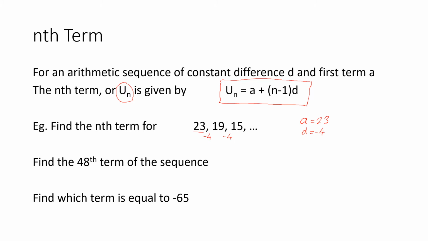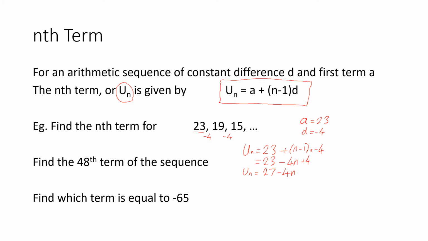So if you want to find the nth term here, we would say that U_n is equal to A, so 23, plus (n minus 1), because we don't know what n is because that depends where you are, and then D is minus 4. We can simplify that if we want. We can say this is 23 and then times that by minus 4, so 23 minus 4n plus 4, and we can simplify that even more and say this is 27 minus 4n.